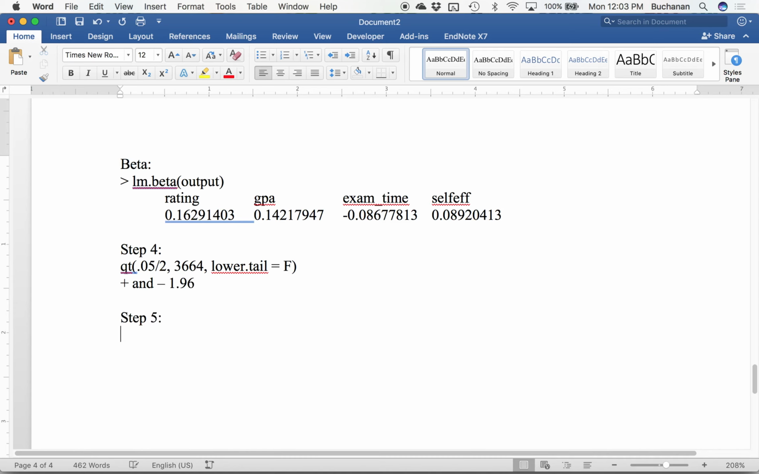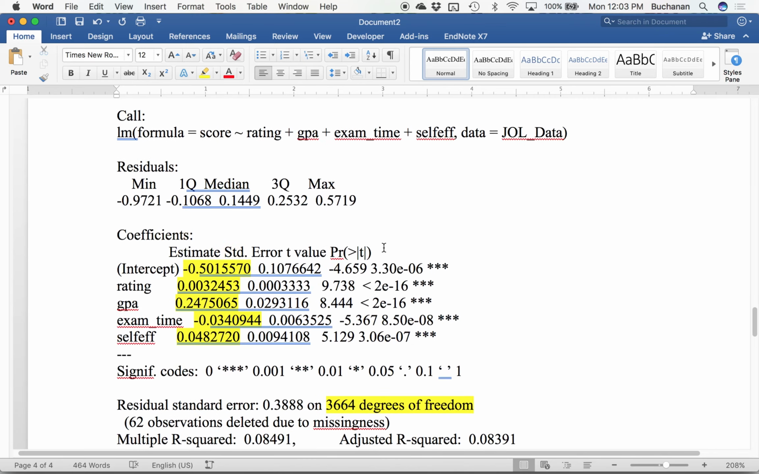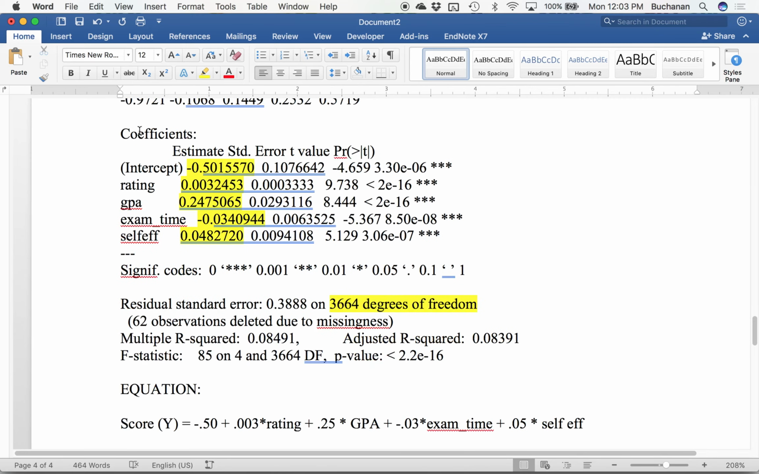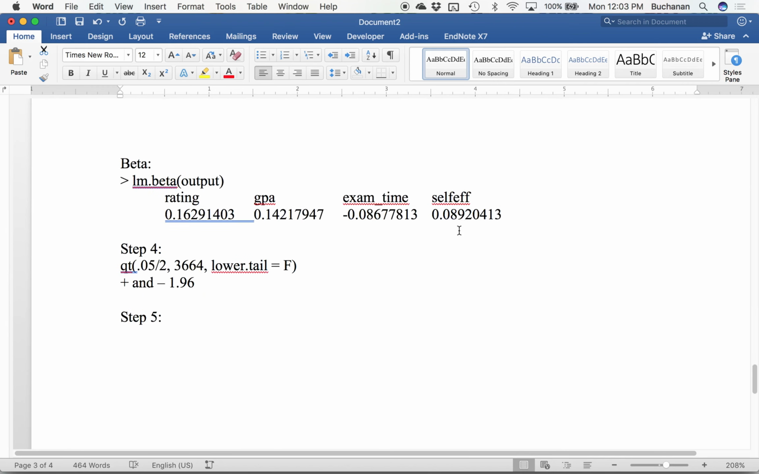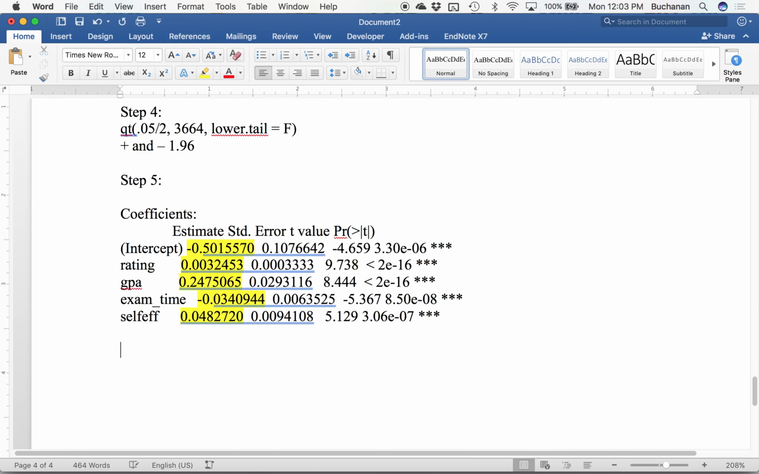Step 5. Oh, it's the end of the semester. The word step, I can't even spell it anymore. We're going to use all these t values from up here. So I'm just going to copy this, come down here, paste this. So for rating, our t equals this. And then for GPA, t equals this 844. For exam time, t equals this negative number. And then finally, self-efficacy, t equals this number.